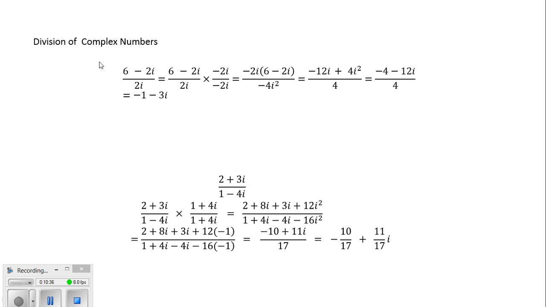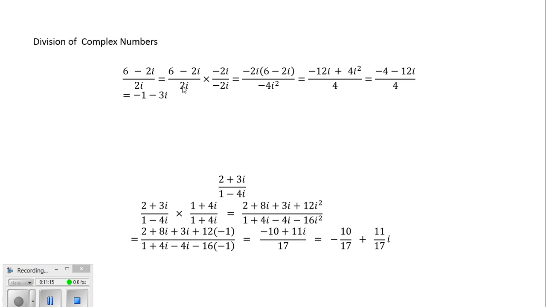Division of complex numbers introduces what's called the conjugate. Whereas we said a complex number is of the form a plus bi, its conjugate is a minus bi. So a plus bi and a minus bi are complex conjugates. This quotient of 6 minus 2i over 2i is effectively asking you to divide by an imaginary number, which for all intents and purposes is like dividing by 0. You try to avoid it.